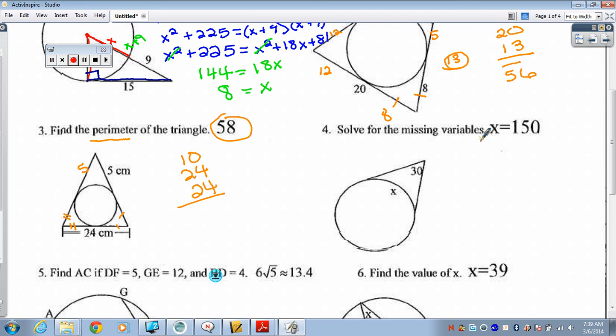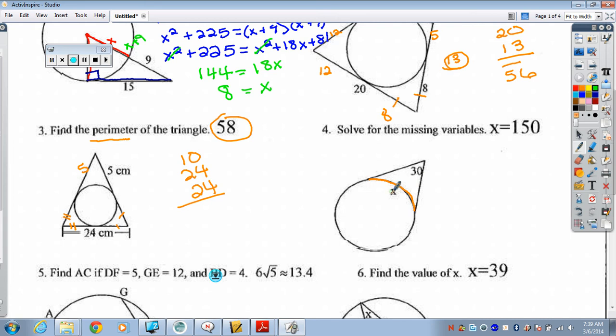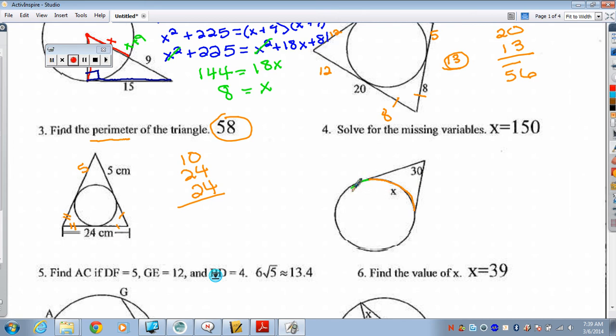All right, solve for the missing variables. x equals 150. Well, if this is x, that's one arc. Both of these arcs added together must equal 360. So if this arc were 10, this arc would be 350 because you said 360 minus 10, and that's 350. That was an example. We don't know what this arc is, but we know it's x. So this arc is going to be 360 minus x.